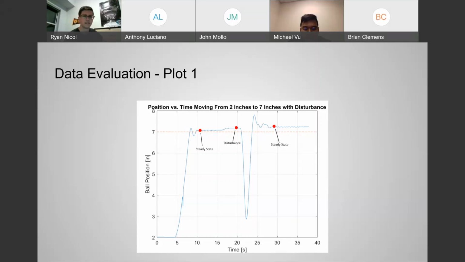And then around 20 seconds, we got our big disturbance down to like 2.75. It comes back, overshoots 7, and then it comes back to steady state, and it hovers around like 7.2.